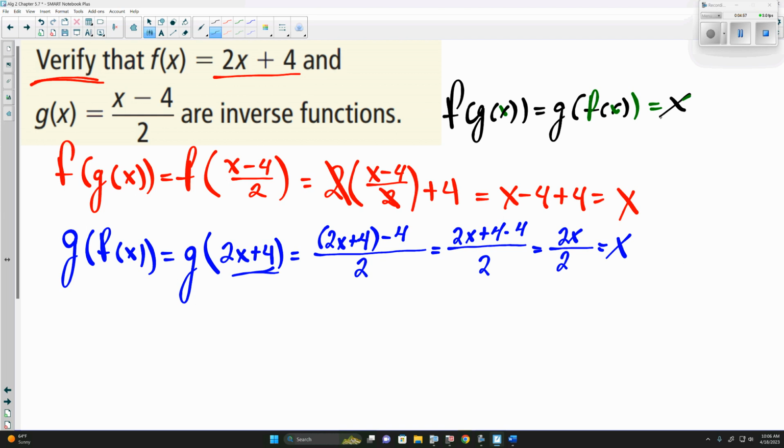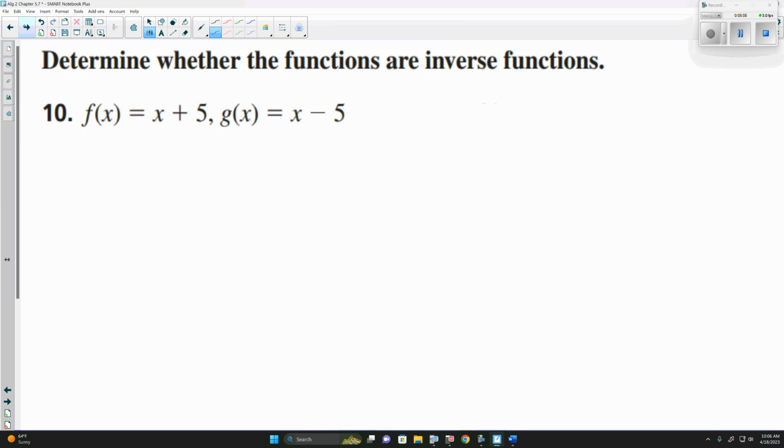Questions on any of this here? We feel comfortable with this? We can go on and do this one and the next one. We've only got 2 left, and then we are finished with this note sheet here.